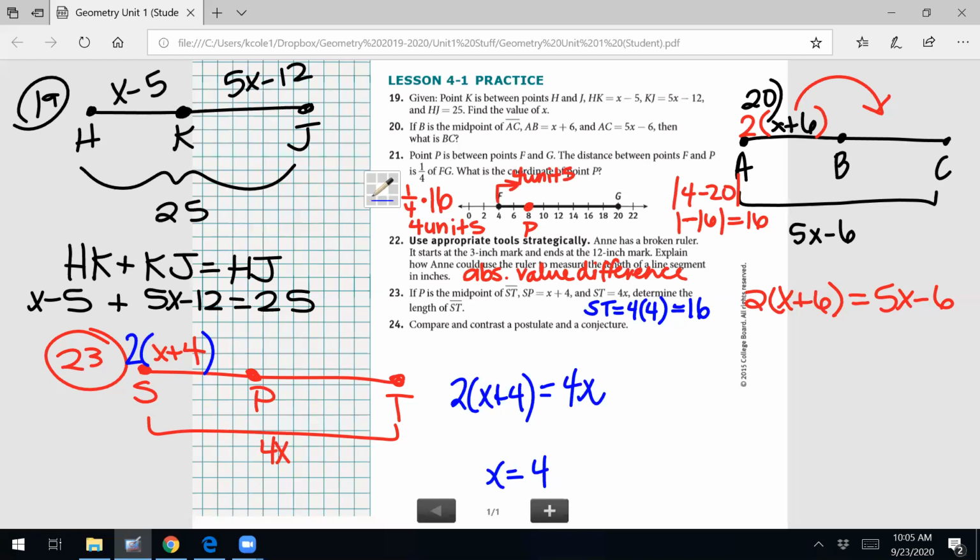I'm just going to read you what the book says so that you can see exactly what they're trying to say. All right, 24, it says a postulate is a statement that is accepted as true without proof. A conjecture must be proven using deductive reasoning before it can be accepted as true. Okay, so a postulate is just accepted to be true without being proven, but a conjecture must be proven. Okay? All right, cool.